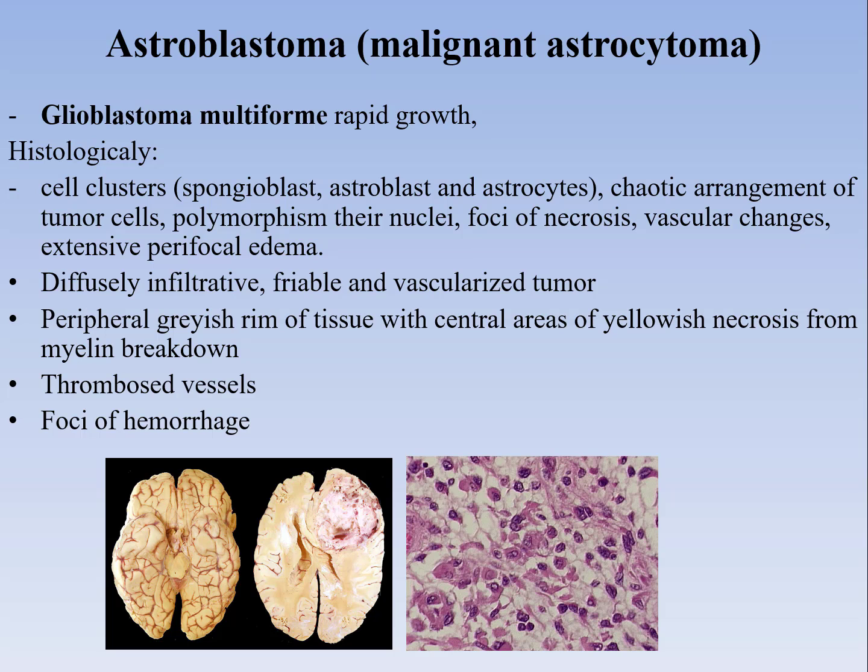It's a diffusely infiltrating, febrile, and vascularized tumor. Peripheral grayish rim of tissue with central areas of yellowish necrosis from the myelin breakdown. We can see also a lot of thrombotic vessels and foci of hemorrhages as secondary changes.